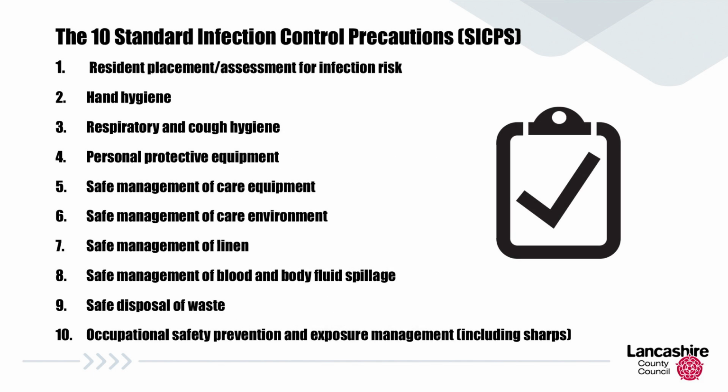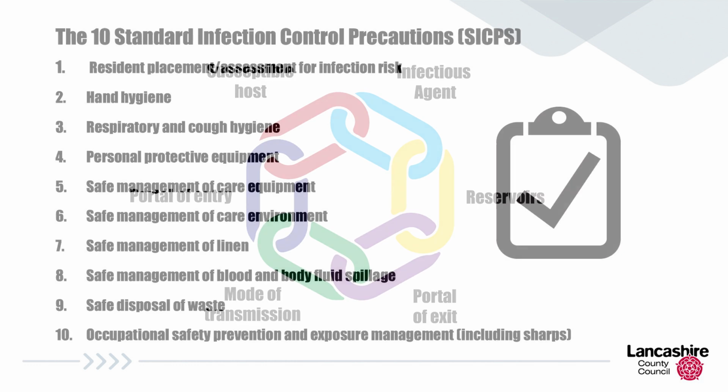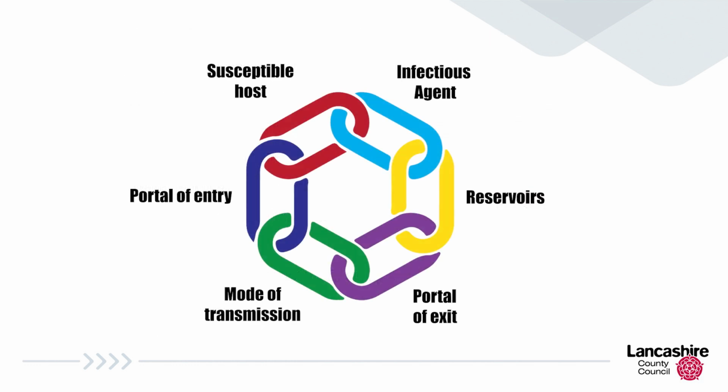The standard infection control precautions are the basic infection prevention and control measures necessary to reduce the risk of transmission of infectious agents from both known and unknown sources of infection. Implementing SICPs within our day-to-day practice allows us to break the links within the chain of infection and prevent infections from spreading. Breaking the links within the chain of infection is a fundamental approach in infection prevention and control.